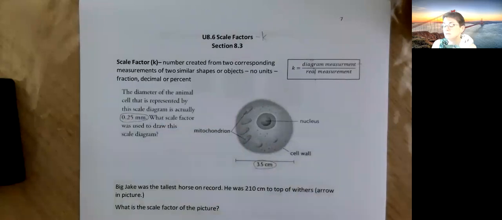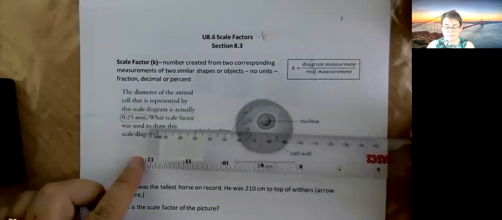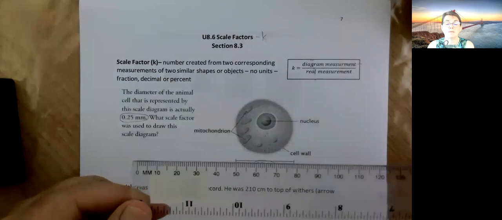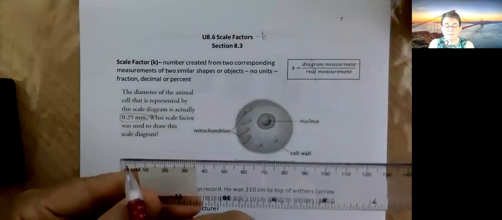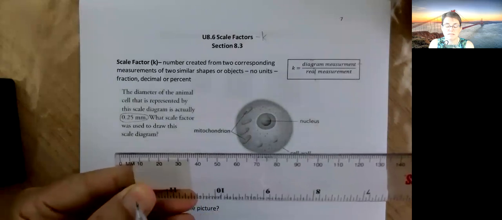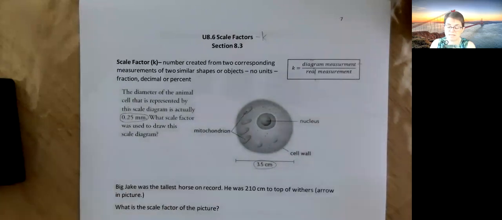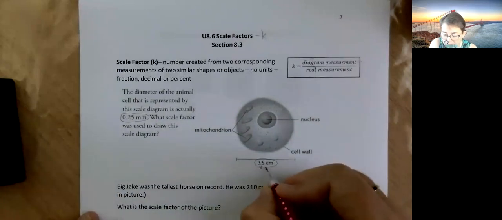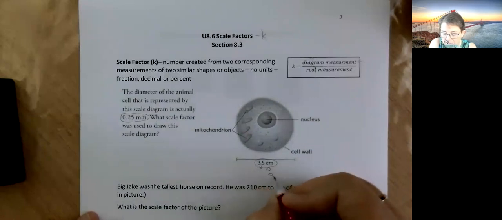There are 10 millimeters in a centimeter. So each one of those is a little millimeter. That's why it's 10, 20, 30. But this is also 1 centimeter. So if we take our centimeters and multiply them by 10, we get 35 millimeters.